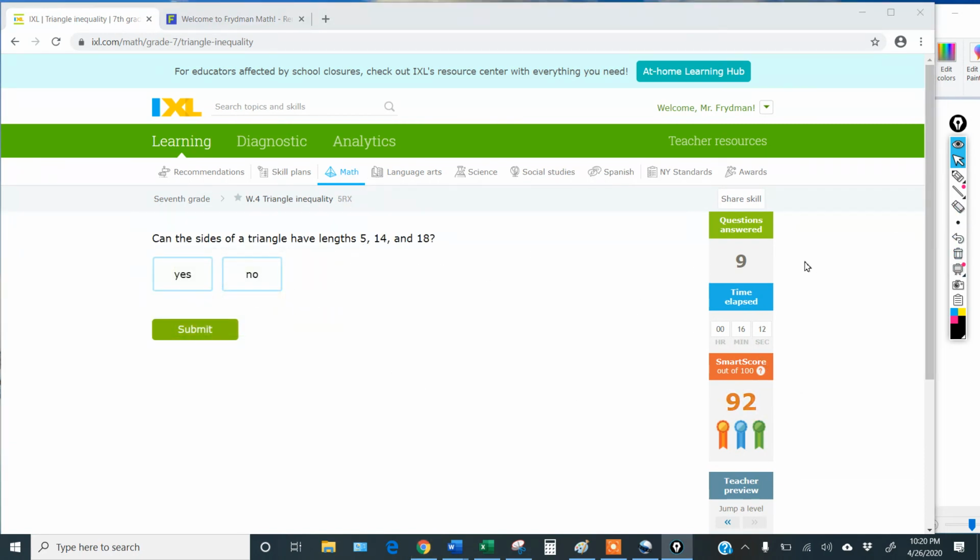Okay, all right. So all of the problems in this exercise, you just use the same strategy all the time. You want to make sure that the two shorter sides put together are longer than the longest side.